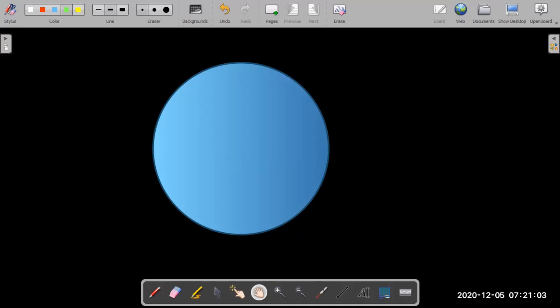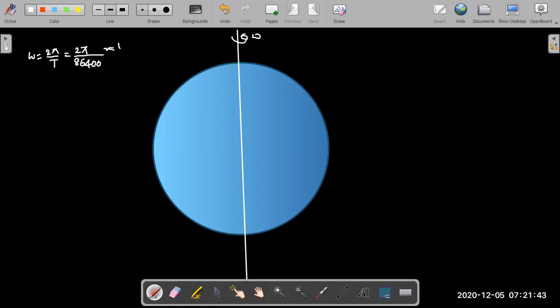Now, we know that Earth rotates about its axis with some angular velocity omega. Is that right? Can we calculate the value of this angular velocity omega? Yes, definitely, because omega is equal to 2 pi by T. This is 2 pi by 86,400 seconds, or 24 hours. So this will be radian per second.